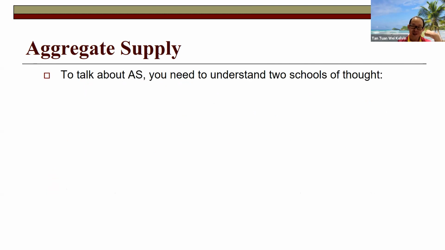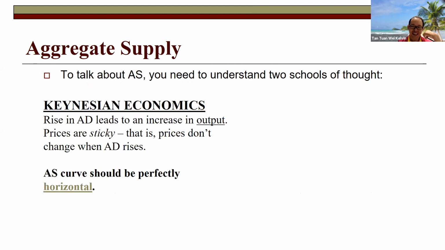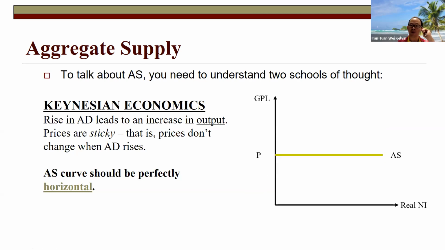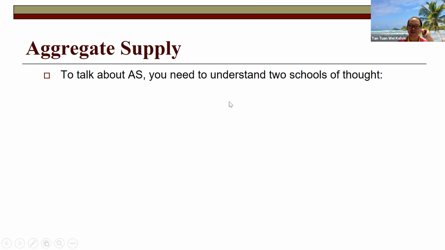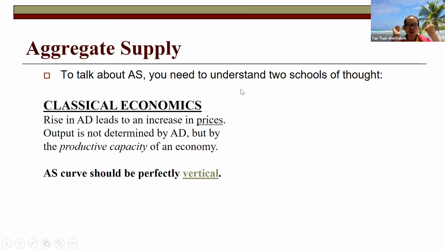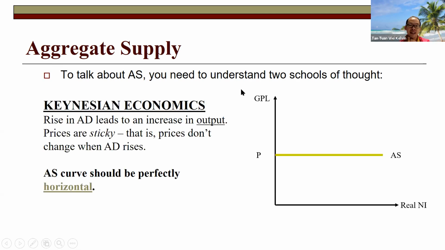To talk about the AS curve, you need to understand 2 schools of thought. Keynesian economics, which is the economics taught by John Maynard Keynes, the one that's responsible for most of the macroecons that you are learning now. For Keynes, they believe that a rise in aggregate demand will only lead to a rise in output, but will not lead to an increase in the general price level. They believe that prices are sticky.